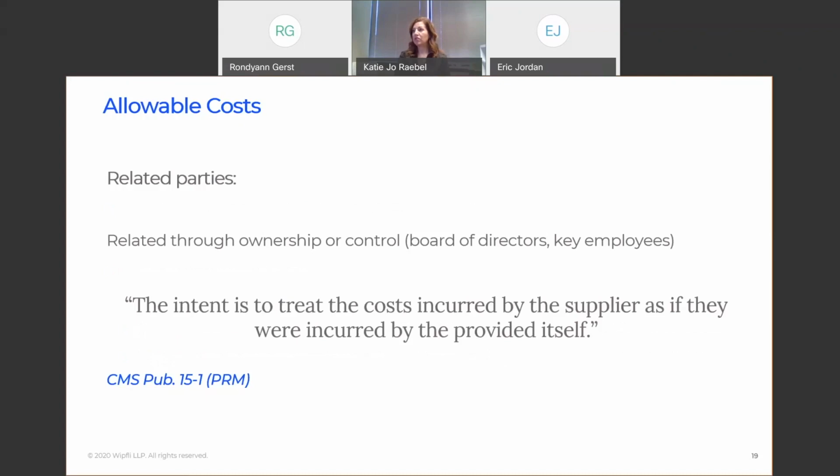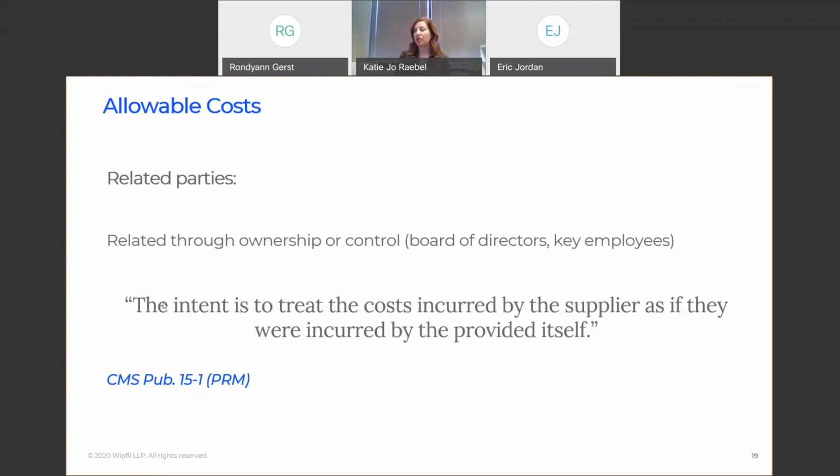Related parties, we may also have related party adjustments through our cost report. And what we want to make sure, what we're trying to get to is, like we say here, to treat the costs incurred by the suppliers as if they were incurred by the provider itself. So what we want to make sure of is, let's say we are renting space from the physician that owns the building, and he also owns the clinic operations, but he has a separate LLC for his building.